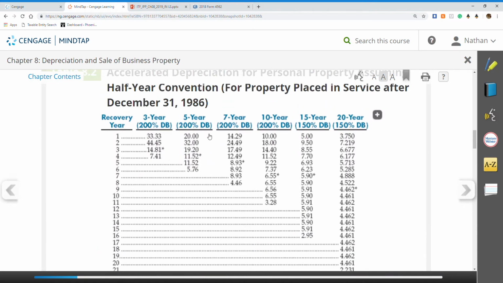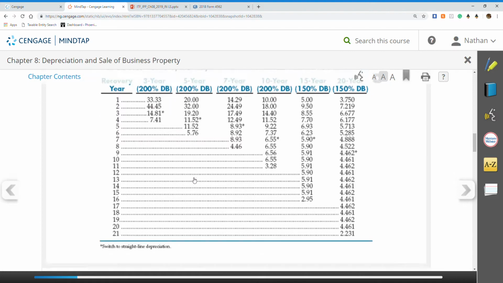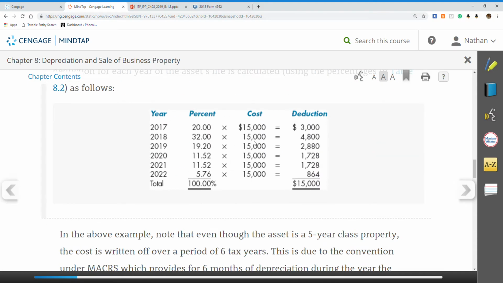5-year. And they're taking these percentages and basically times them by the cost. Remember, these are percents, so you need to convert them to decimal. So this is actually 0.2, this is 0.32, 0.192, and so forth and so on. And just basically times it by the cost, and that will give us our depreciation for that year. Again, if it goes for the whole term, it will cost out. Okay, and that's really the nutshell of MACRS.